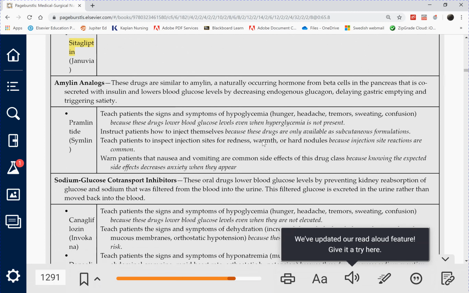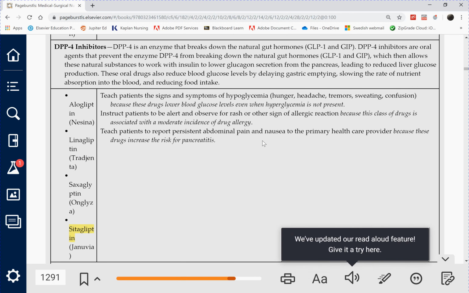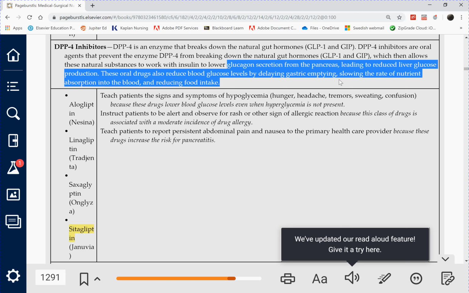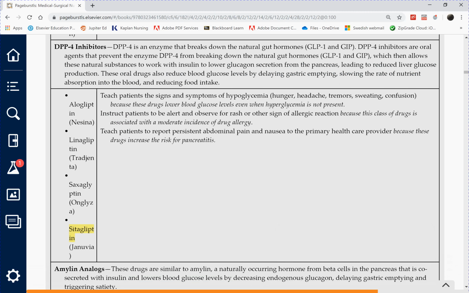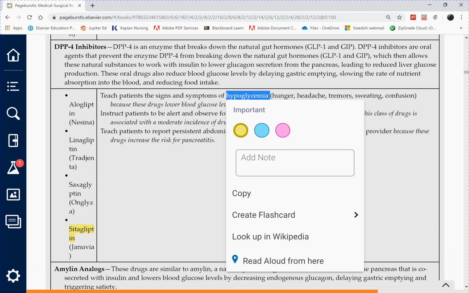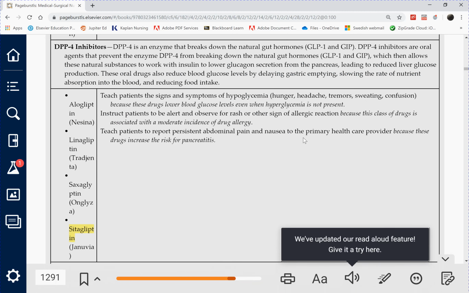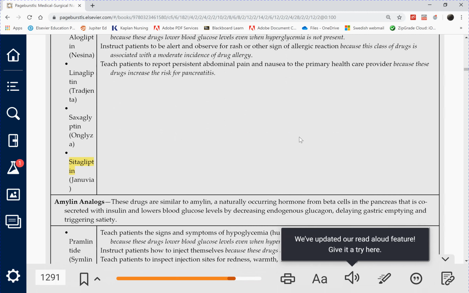We have amylin. No, I skipped one. Sorry, DPP4s. So this one has a couple of actions. It decreases pancreatic glucagon secretion again, and therefore it will decrease liver glucose production, and it also delays gastric emptying. This is now the third drug known to cause hypoglycemia. And they will just use sitagliptin, Januvia.